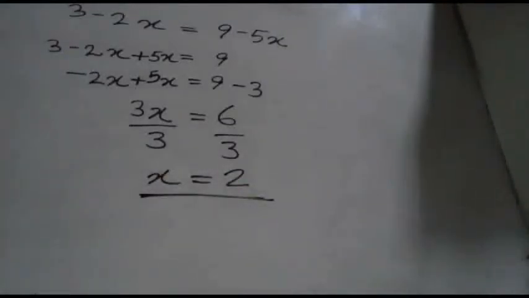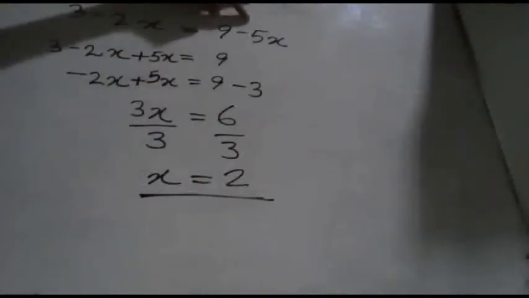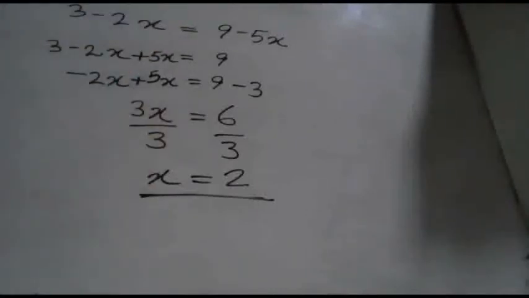When we substitute x is equal 2 to left hand side, 2 times 2 is equal 4. 3 subtract 4 is equal negative 1. X is equal 2 is substituted for right hand side. 5 times 2 is equal 10. 9 subtract 10 is equal negative 1. Left hand side is equal right hand side. Answer is correct.